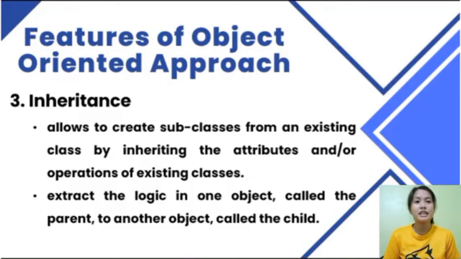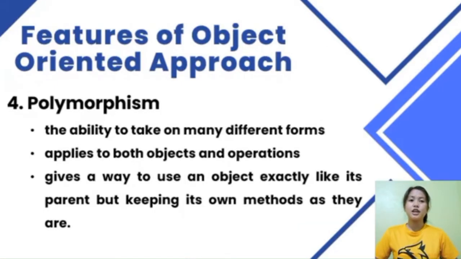With inheritance, we extract the logic in one object, called the parent, to another object called the child. So, in our example, the game example, we can have a variety of enemies. These enemies can all be child objects of a parent enemy object. Each enemy may have similar attributes, but also different attributes like outfit or weapon. The fourth feature is polymorphism.